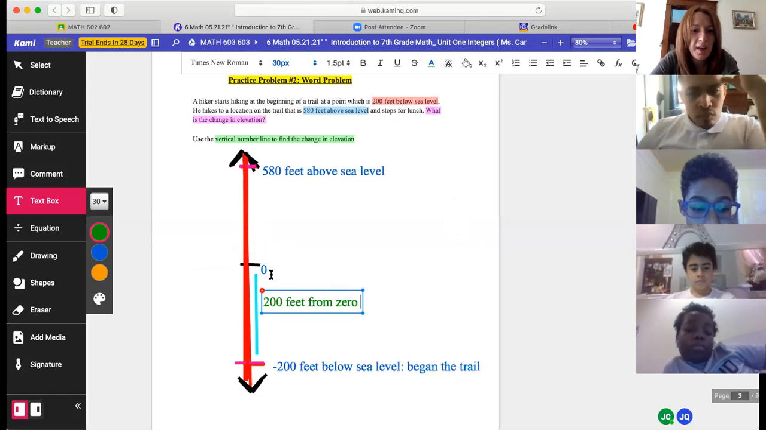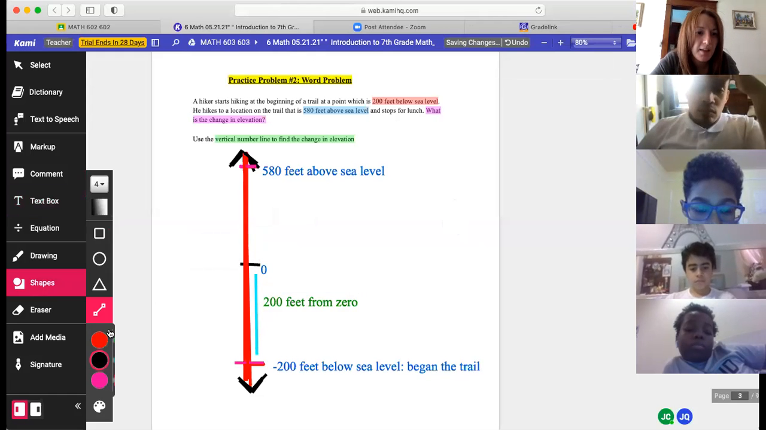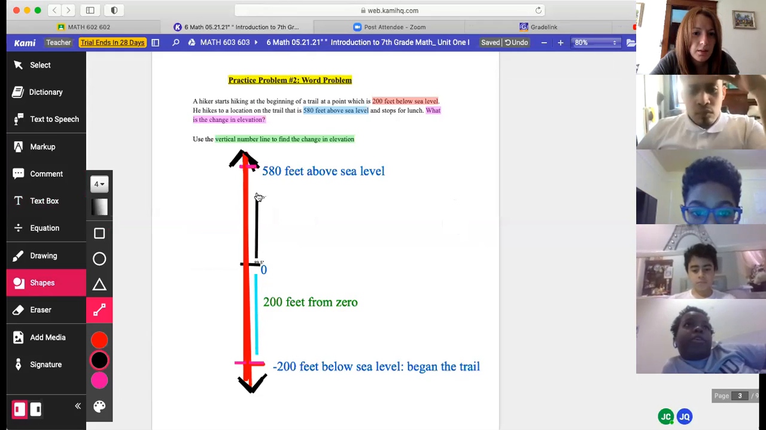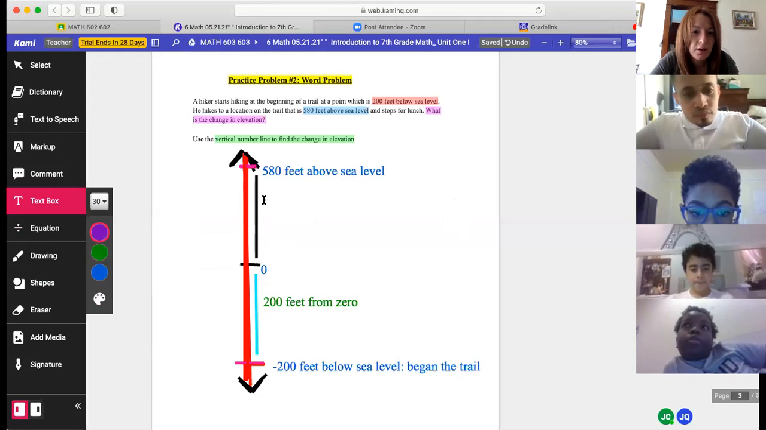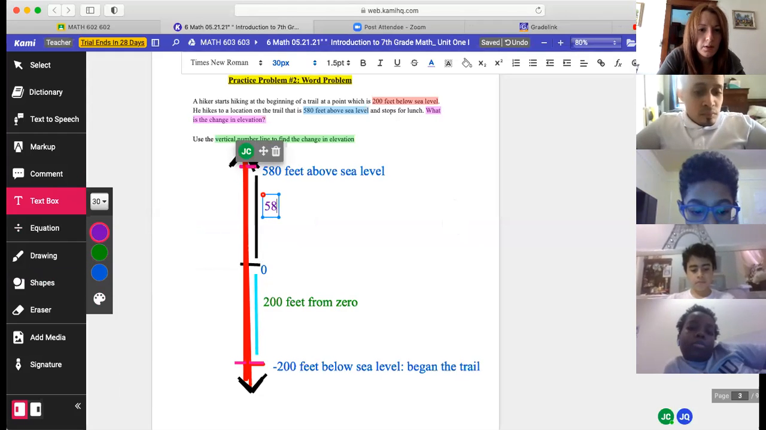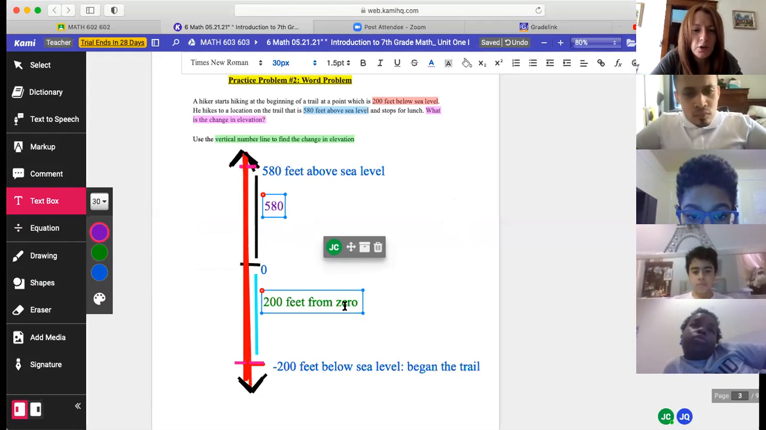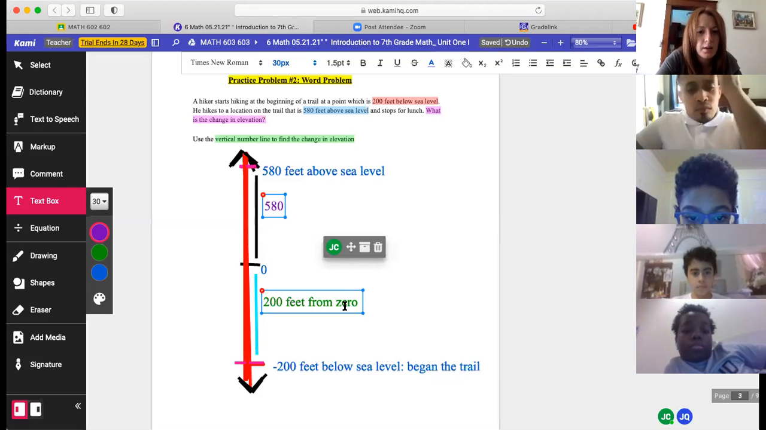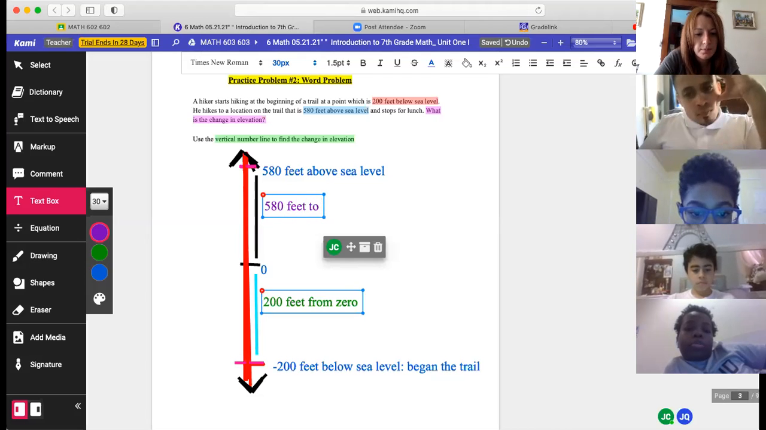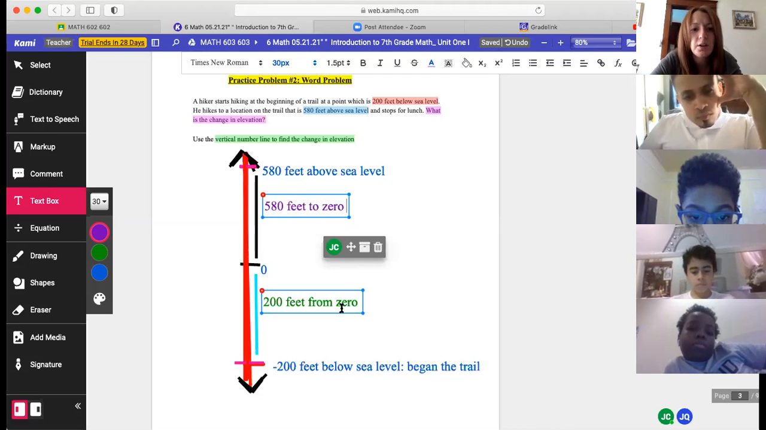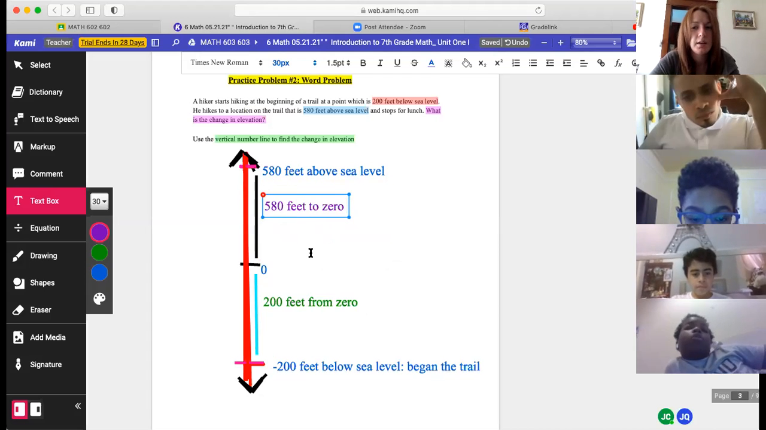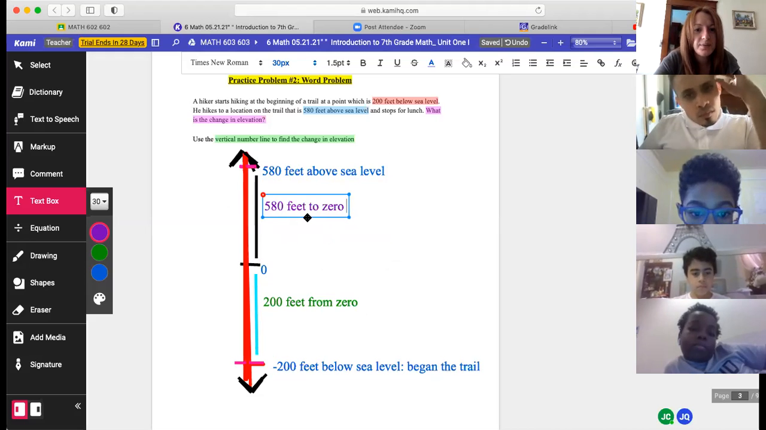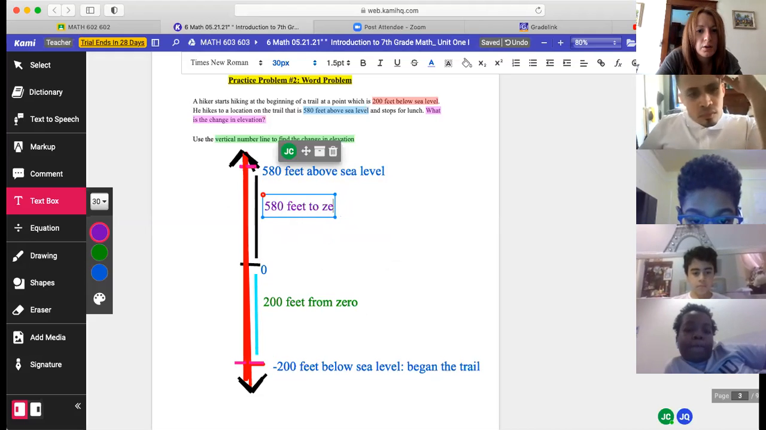Now, we need to figure out how far is 0 from 580, Alan? Don't worry about the 200, the negative 200. I want to know how far is 0 from 580? Where are you getting 300? We have 0. We want to get to 580. How far is 0 from 580? Oh, 580. Good. 580 feet from 0.